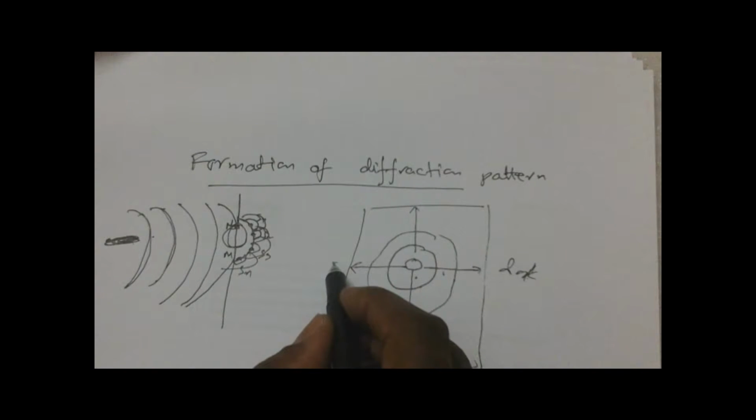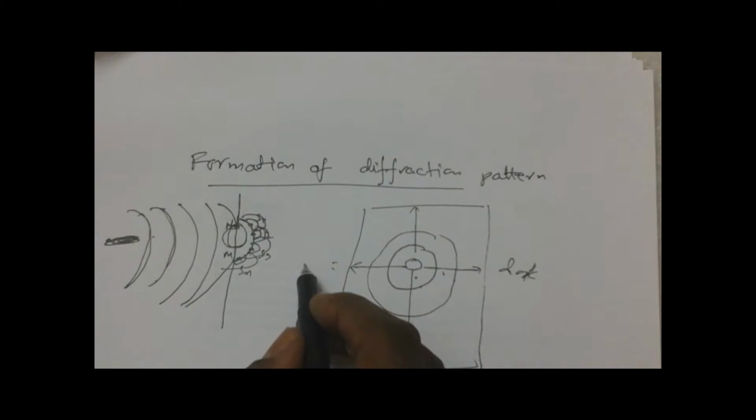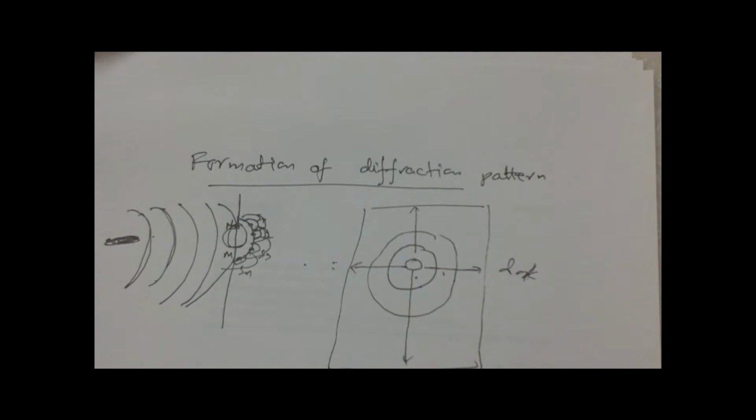If you go this side, again the bright fringe intensity decreases, finally becomes dark. If you go down also, the bright fringe intensity decreases, finally becomes dark. Top also the same. This is the actual formation of diffraction and the diffraction pattern explanation.